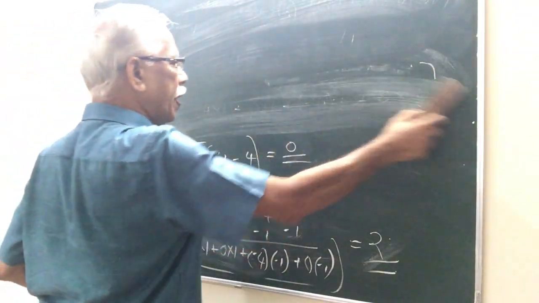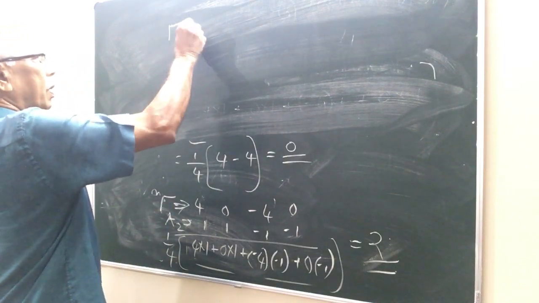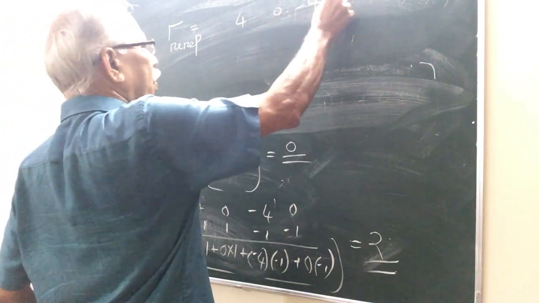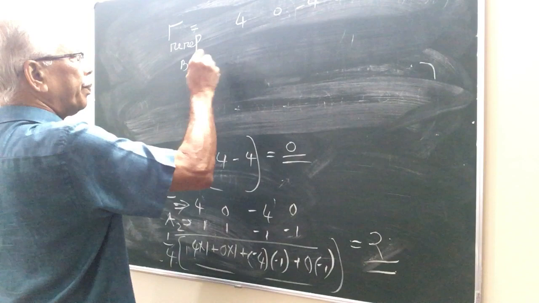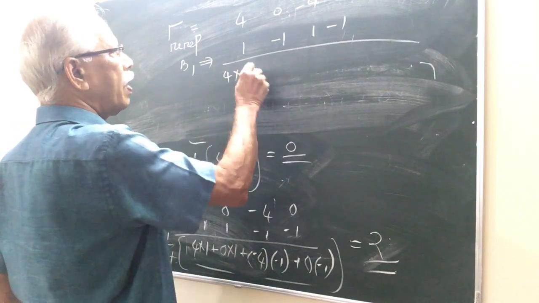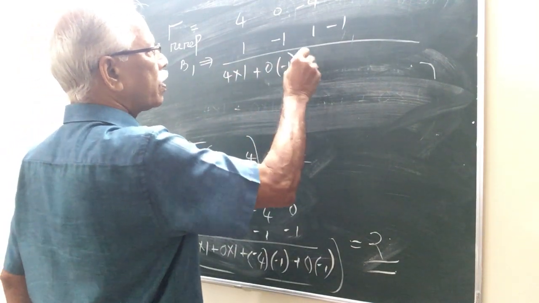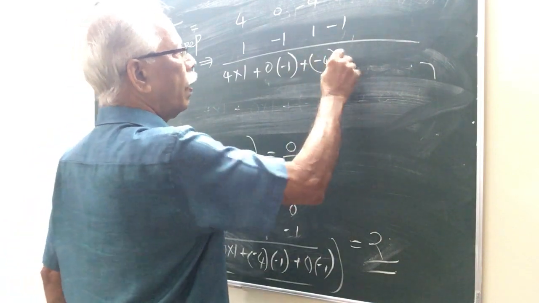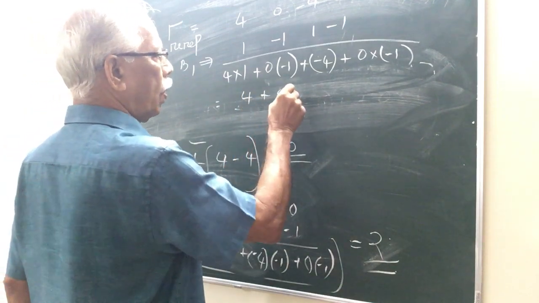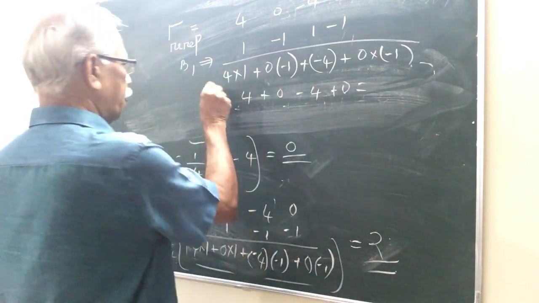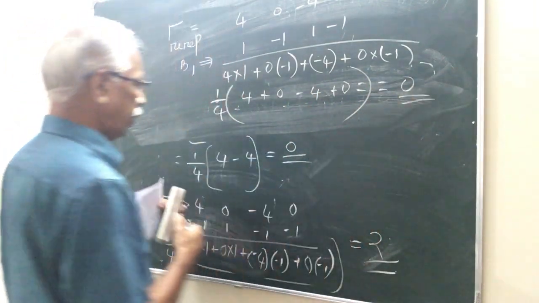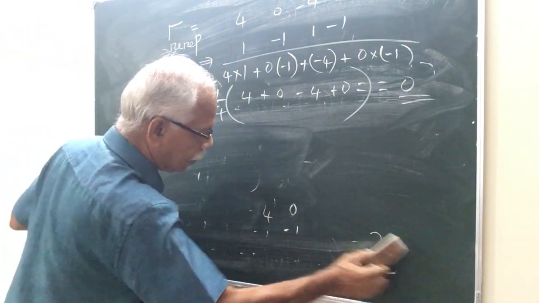Then B1, work out B1. This is the original reducible representation: 4, 0, minus 4, 0. This is B1: 1, minus 1, 1, minus 1. Multiply and add: 4 into 1 plus 0 into minus 1 plus minus 4 into 1 plus 0 into minus 1, or it is 4 plus 0 minus 4 plus 0. 1 by 4 is there outside. So it becomes 0 by 4, equal to 0. There are no B1 type irreps.